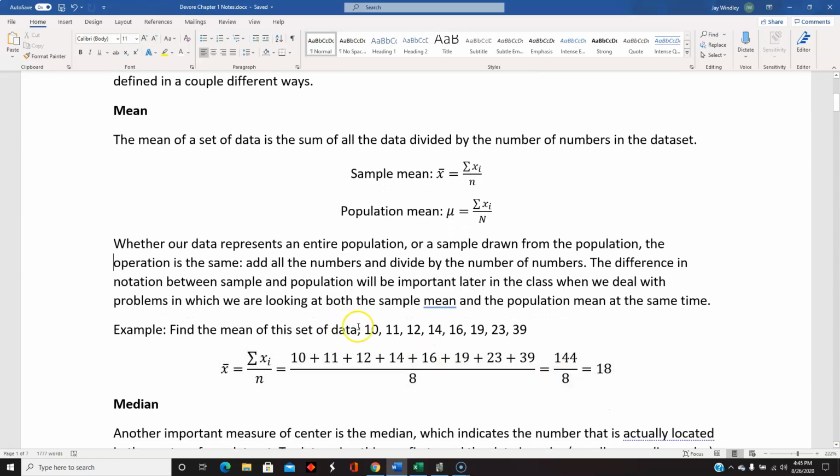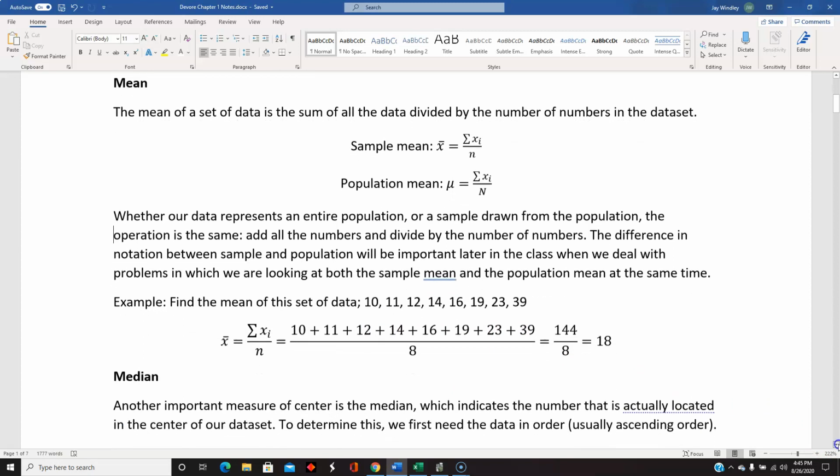So here's just a simple example. If I have this set of 8 numbers, which I'm going to refer to over and over again in these lecture notes, just add all the numbers together and divide by 8, the number of numbers, and you get the mean, which is 18.